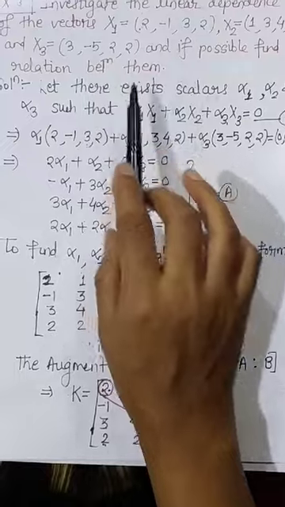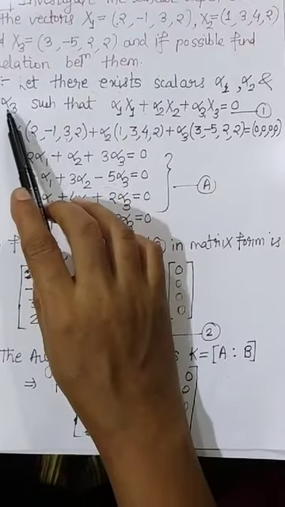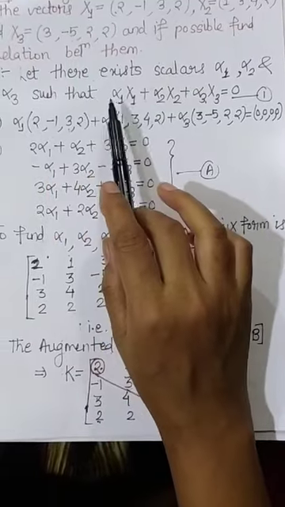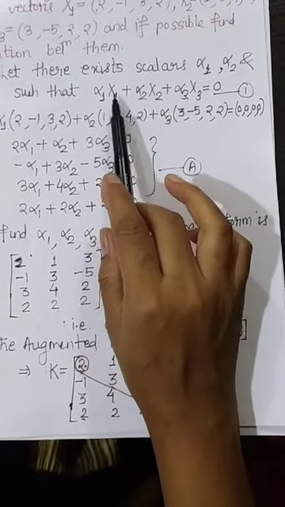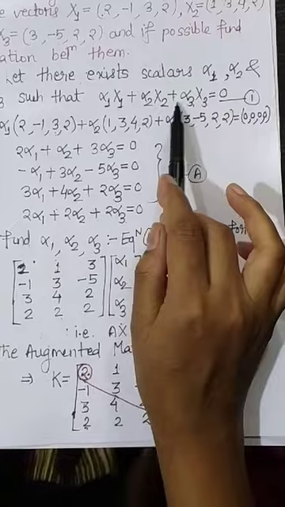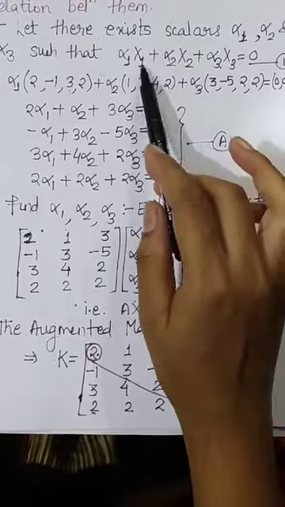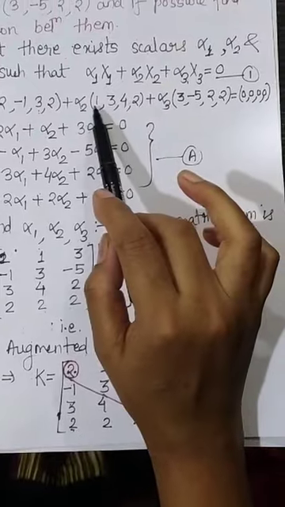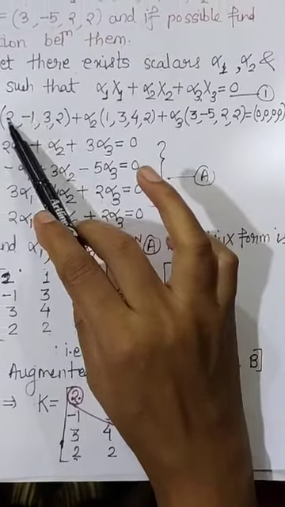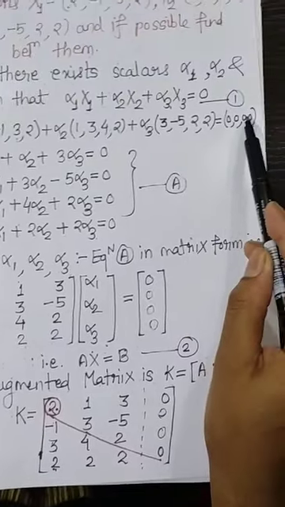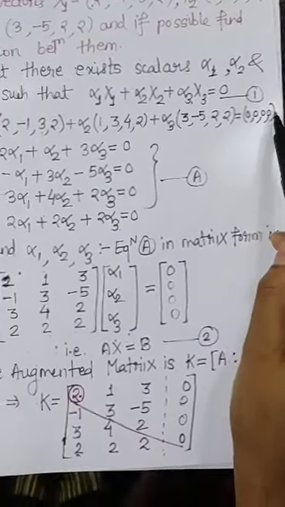As three vectors are given, we'll take three scalars. Remember, the number of vectors and scalars must be the same, such that the linear combination, that is alpha 1 x1 plus alpha 2 x2 plus alpha 3 x3 equal to 0. Call it equation 1. Now we'll substitute x1, x2, x3. Here each vector contains 4 components, so for the 0 vector also, we have 4 components which are all 0.